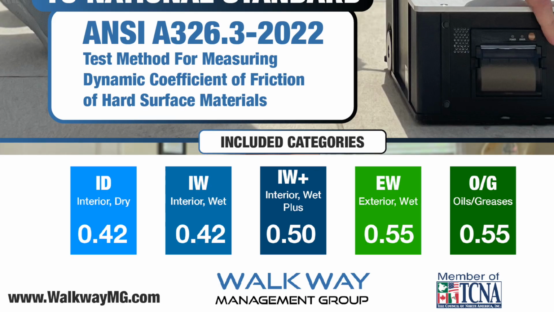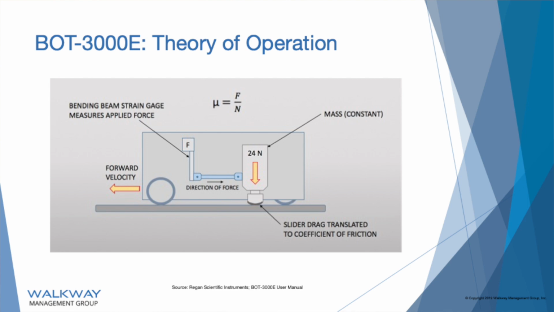By using DCOF as a standard, the goal is to ensure that surfaces provide sufficient friction to minimize the risk of slips and falls, particularly in areas where there may be a higher likelihood of wet or contaminated surfaces. When measuring DCOF, we recommend utilizing a device that was designed to effectively measure DCOF, like the BOT 3000E.